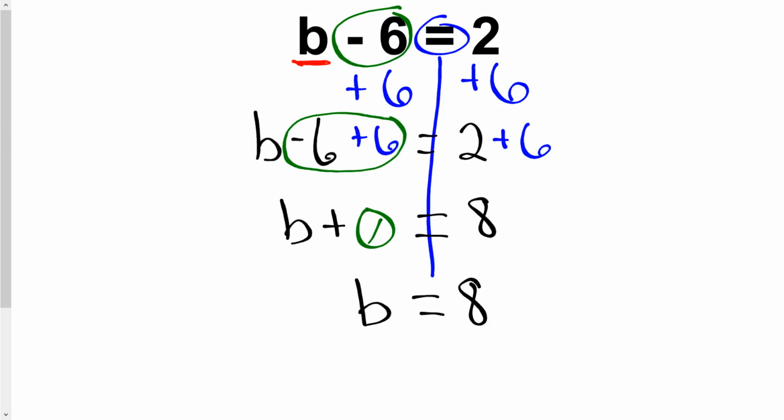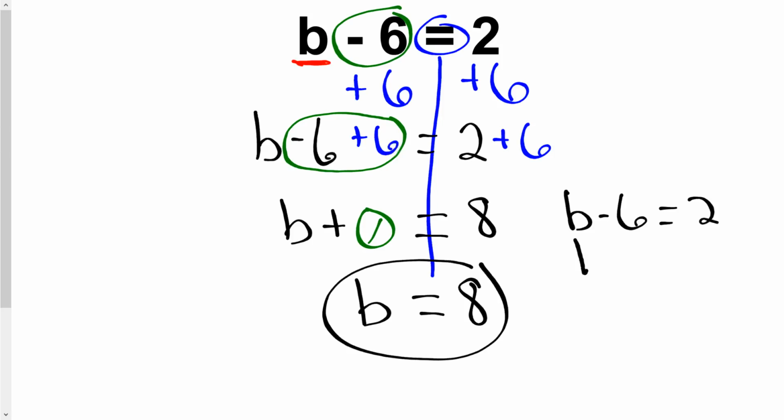This one's actually easier to see to substitute in. b minus 6 equals 2, where b equals 8, 8 minus 6 equals 2. And we can see that that's true. So b equals 8 for this solution.